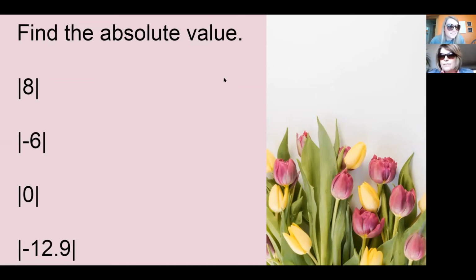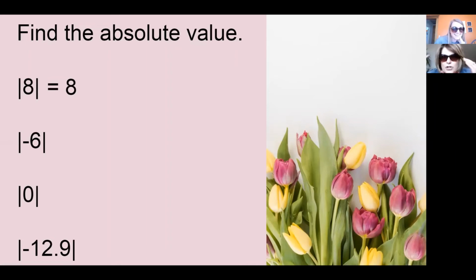Well, the absolute value of 8, if I'm thinking about a number line, it's going to be 8 away from 0, so 8. You're right. Okay, let's go to the next one. The next one is a -6.